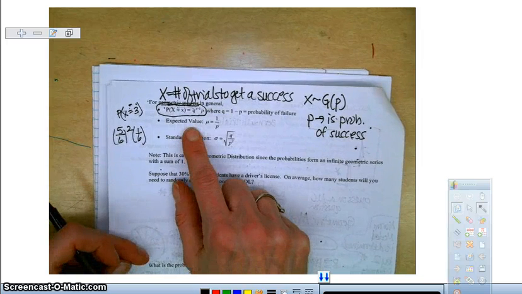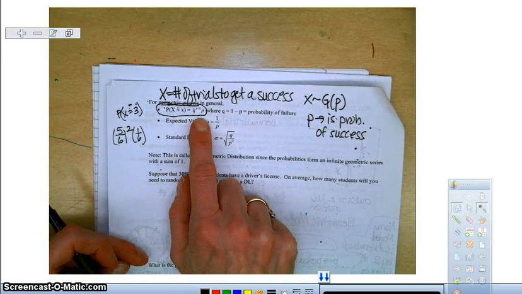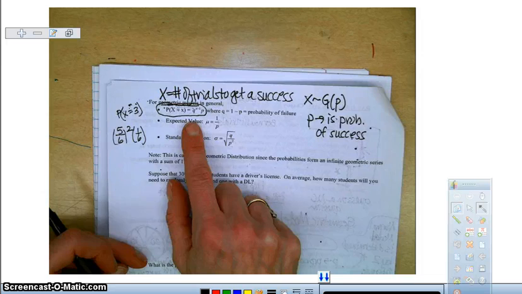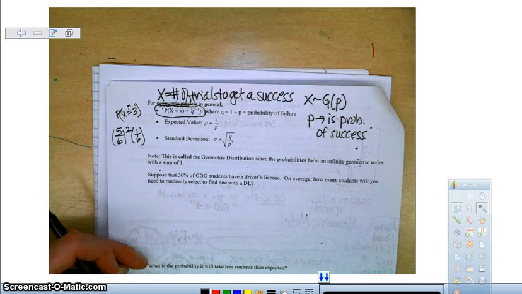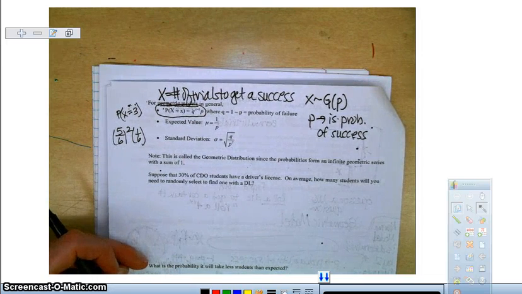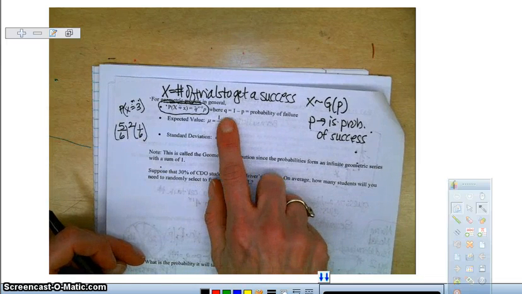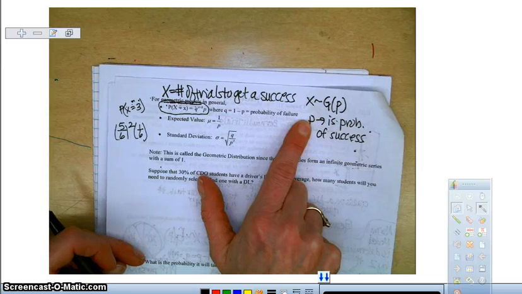This is the formula for finding any geometric probability. Memorize it. Okay? You don't even have to memorize it if you just remember putting blanks and filling in the successes or failures, and the last one is always the success. Okay, so Q, it tells you Q is 1 minus P, or the probability of failure.